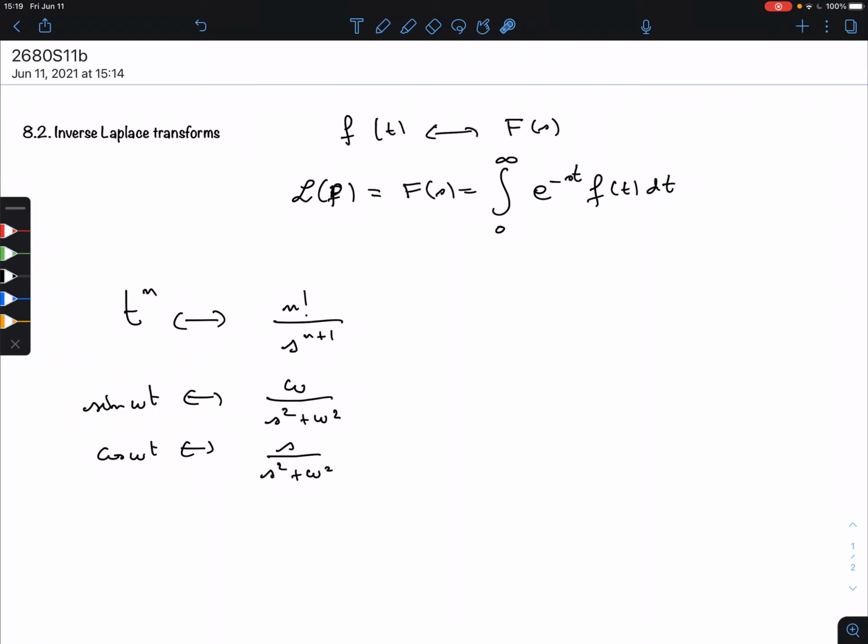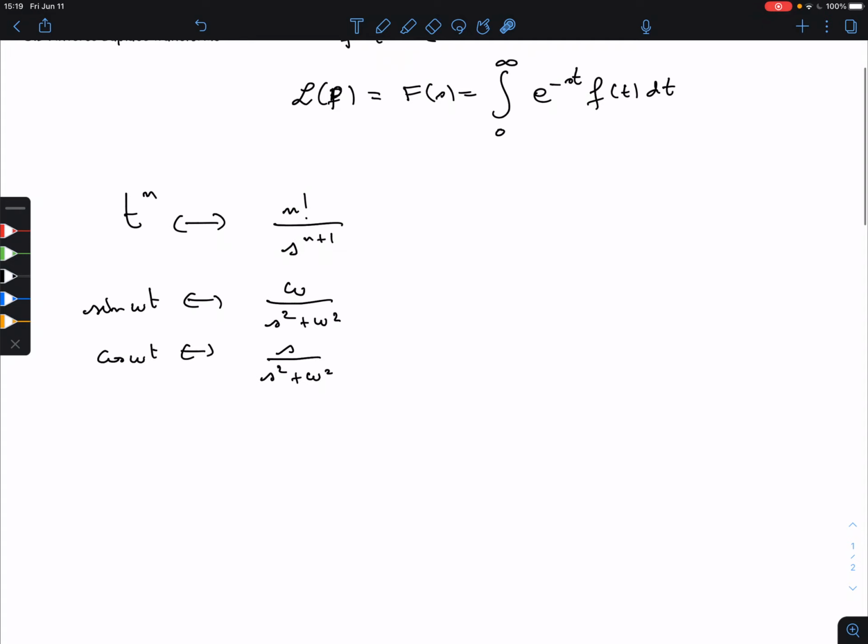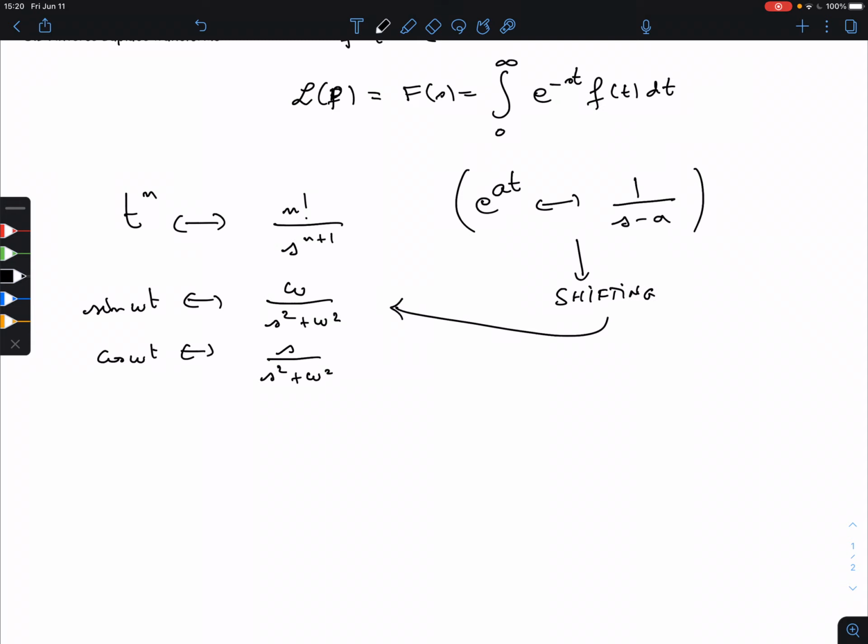Okay, and then another case that was important was e to the a t, and that corresponded to 1 over s minus a. But perhaps we should think of this more as a result of shifting. This shifting can be applied to all these cases. What that means is that if I multiply this with e to the a t, the difference is that s is replaced by s minus a. So again, it's kind of subtracting.